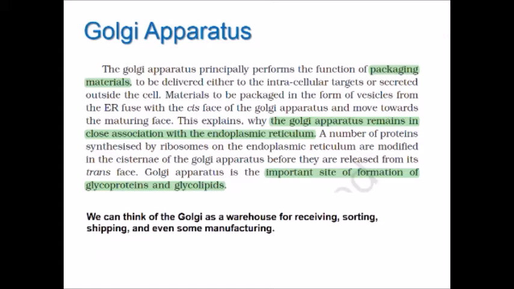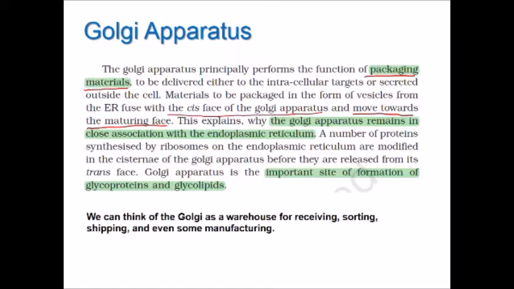Then functions of Golgi, which we have already discussed in the first class, it is mainly involved in packaging of substances. So whatever substances are produced by ER and nucleus, it will be sent to the Golgi body in the form of vesicles, and this will be received by the cis phase of the Golgi apparatus. And inside the Golgi apparatus, this will be kind of modified and packaged. And after that, this will move towards the trans phase, which is the maturing phase. And that is the reason why Golgi body is always found close to endoplasmic reticulum.